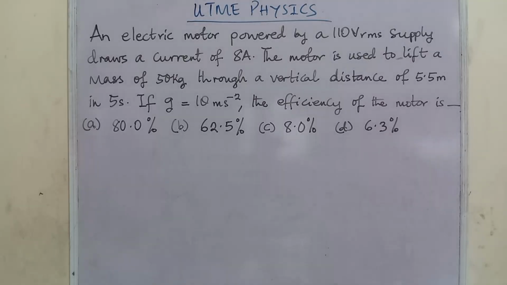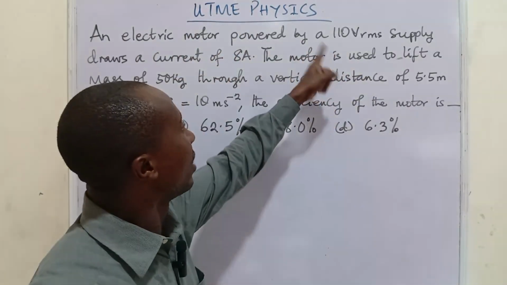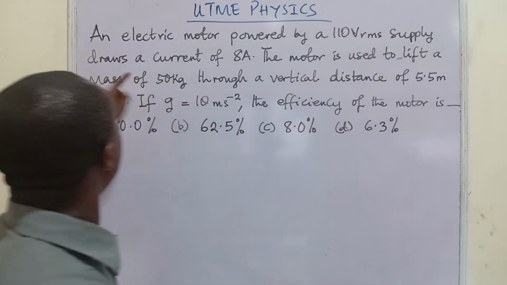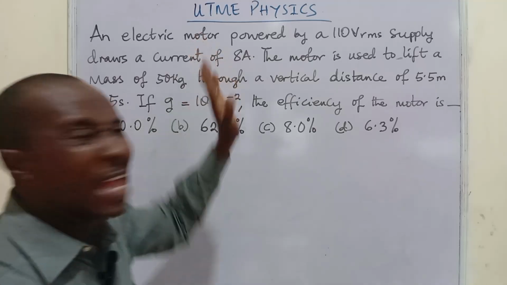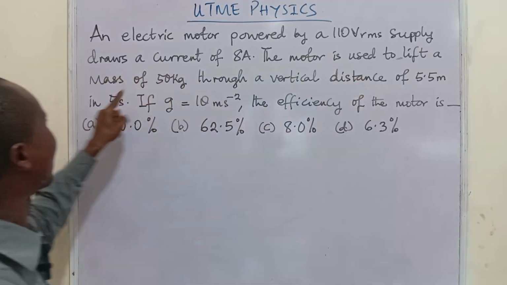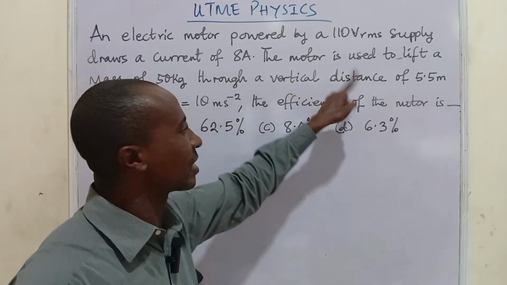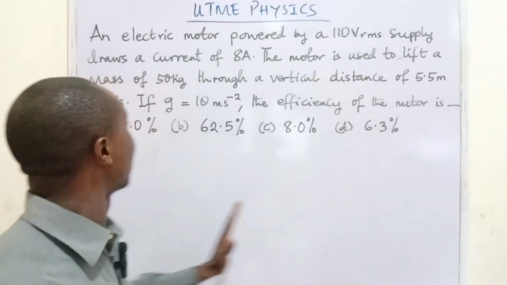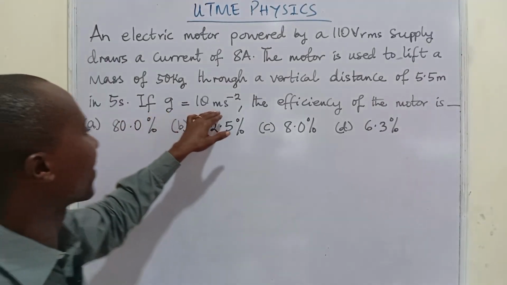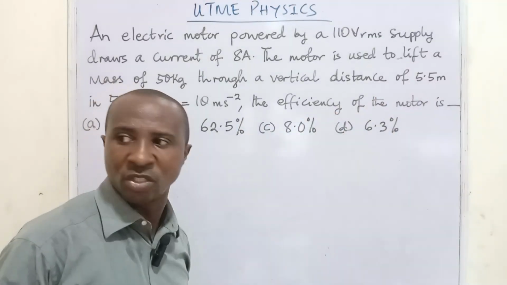Okay, yeah. We have a question here before us. An electric motor powered by a 110 volt root mean square supply draws a current of 8 ampere. This motor is used to lift a mass of 50 kilograms through a vertical distance of 5.5 meters in 5 seconds. If the value of g is given to us as this, what is the efficiency of the motor?